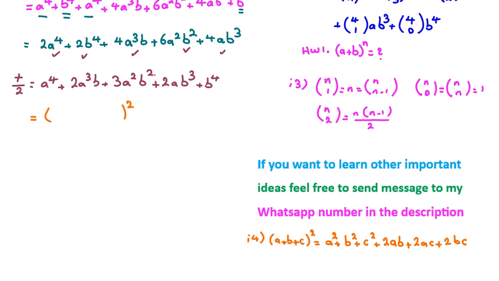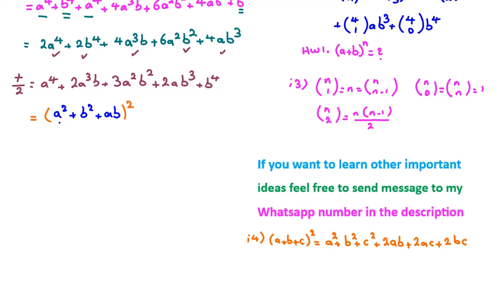Try first on your own. Pause the video and try. Because we have a to the 4, we write a squared. Because we have b to the 4, we write b squared. And as you can see, for example, we have 2a cubed b. Something like this: 2 times this one times this one will be a cubed b, ab.